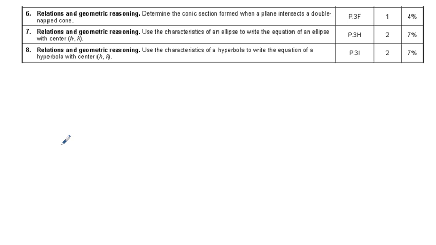Next, 6, 7, and 8, relations and geometric reasoning. Okay, conic sections. In conic sections, we're talking about four ones, basically. We're talking about a parabola, a circle, an ellipse, and a hyperbola.